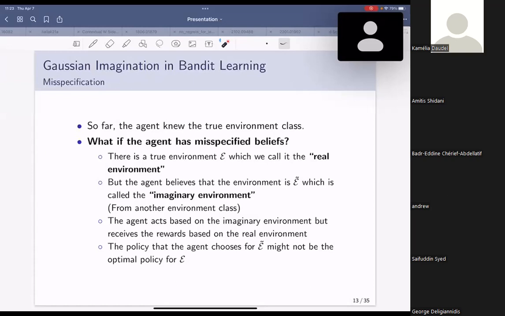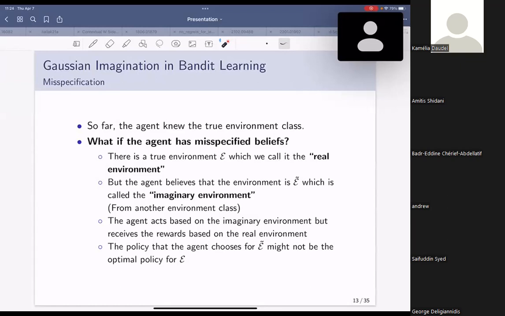It means that there is a true environment E, which we call the real environment. But the agent believes that it's playing in another environment called the imaginary environment. So for example, the real environment is Bernoulli. The rewards are coming from a Bernoulli distribution, but the agent believes that it's playing in a Gaussian setting. So the agent is acting based on its own belief, but the rewards are coming from the true environment.